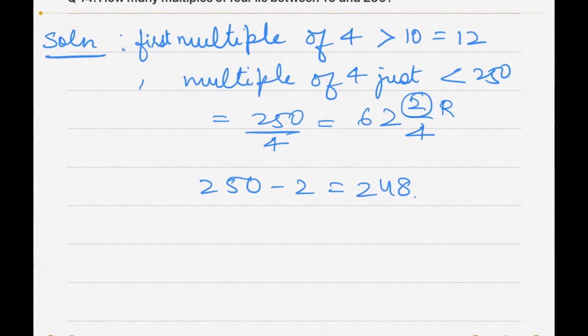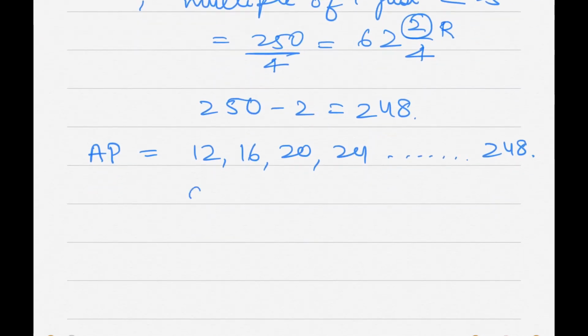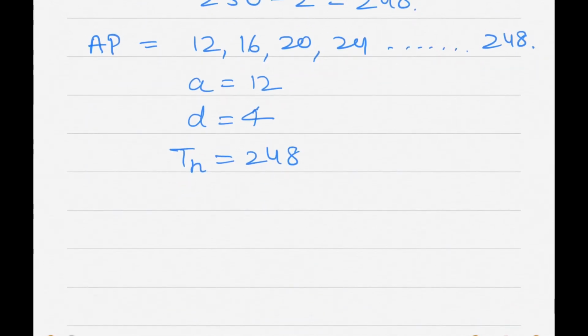So my A will be 12 and my last term will be 248. So my AP will be, and we know D is equal to 4. So the AP would be 12, then adding 4 to it, 16, 20, 24, and so on, and my last term is 248. Okay, so now how many multiples? I have to find n again with the last term. Looking at this AP, A is equal to 12, D is equal to 4, and my Tn is equal to 248, and I have to find n.